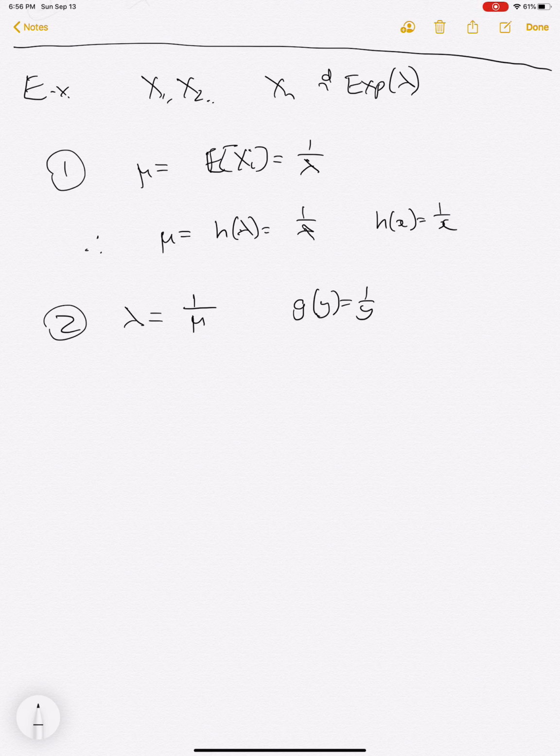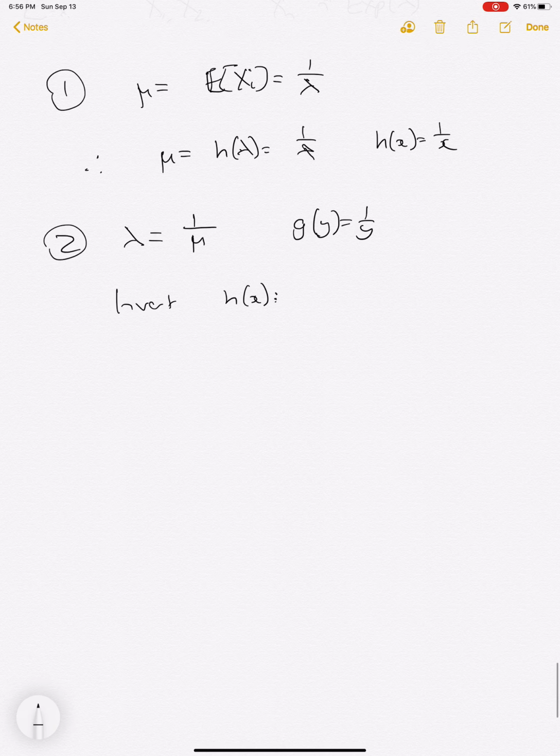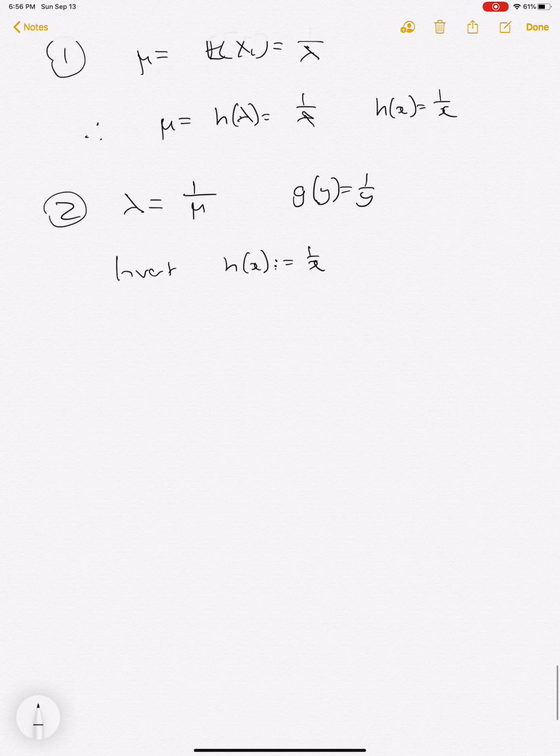So I'll go through it explicitly here. If we want to invert h of x, which is equal to 1 over x, the way to do that, if it's not something that you've done before, is to write this as y equals 1 over x. So now let's swap it around. So x equals 1 over y, and our goal is to get y by itself again. So therefore we have xy equals 1 and y equals 1 over x.